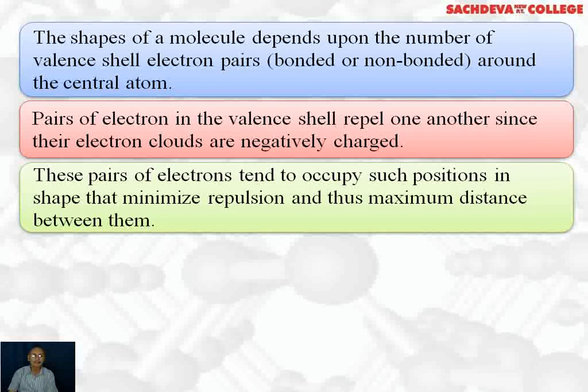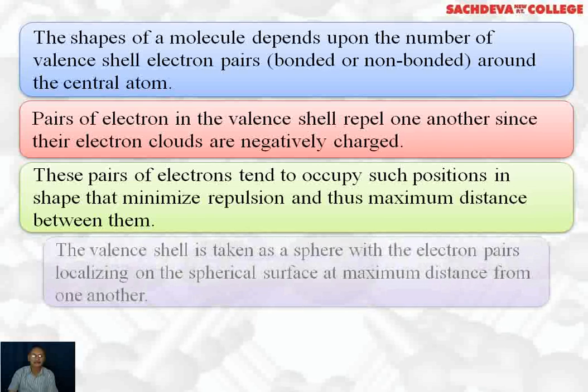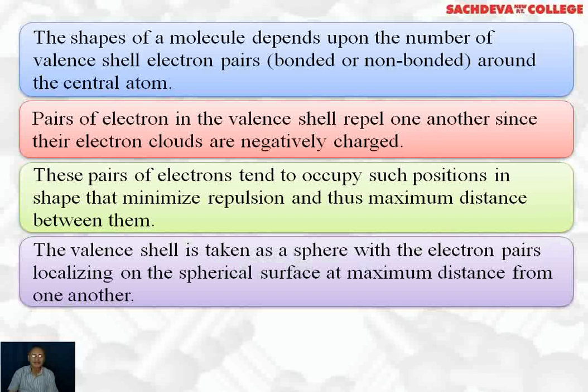These pairs of electrons tend to occupy such positions in the shape that minimize repulsion, and thus maximum distance between them. Now, if the distance between the bonded pairs of electrons and lone pairs of electrons is maximum, repulsion will be minimum. So they will occupy such positions that minimum repulsion takes place and they are maximum distance apart. The valence shell is taken as a sphere with the electron pairs localizing on the spherical surface at the maximum distance from one another.